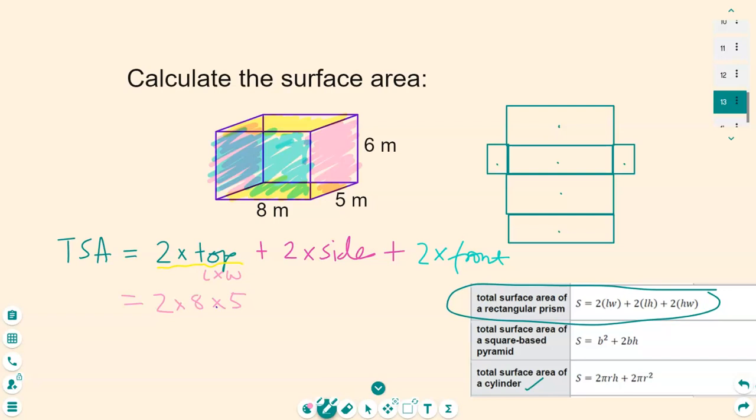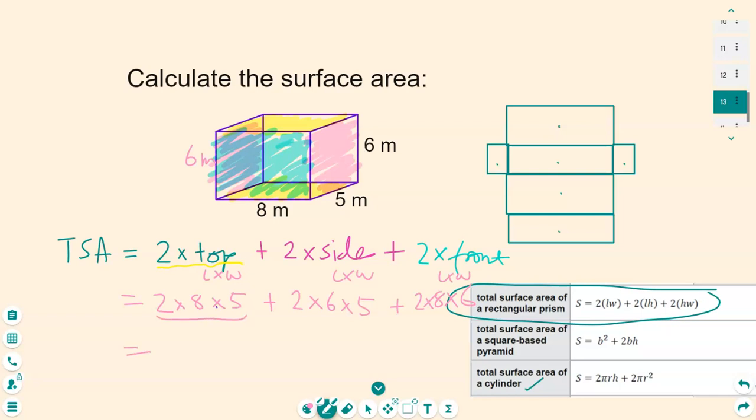And then we've got our plus 2 times the sides. So I can see my side rectangle is 6 by 5. Plus 2 times the front. Well, I can see my front rectangle is 8 by what? Okay, well, it can be 8 by 6. You can just label all of them. So 2 times the front will mean 2 times 8 times 6. Again, these are all just rectangles, just 3 pairs of rectangles.